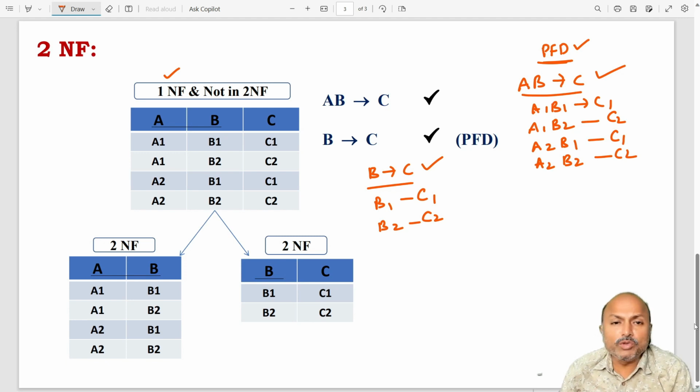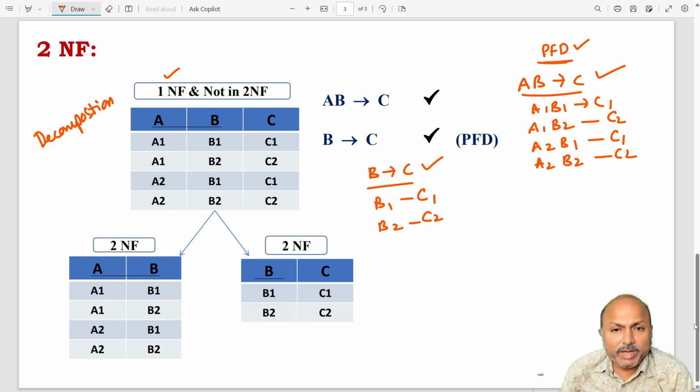Then we have only one solution. What is the solution? Decomposition. That means whenever any relation is suffering from redundancy or these dependencies, partial functional dependency or transitive dependency, the only solution is to divide one table into two tables. That is the only solution.